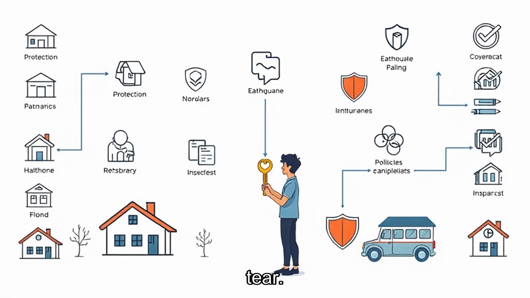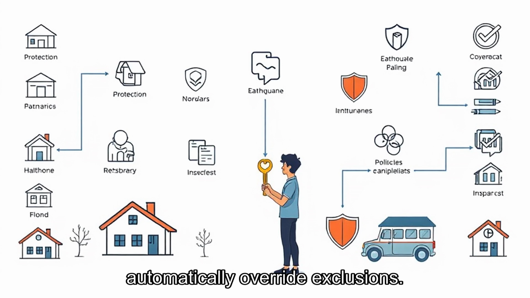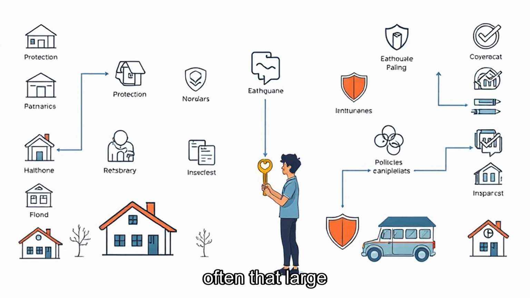Flood and earthquake are often special cases. Consider many standard property policies exclude them unless added separately. The hidden part is that open peril wording does not automatically override exclusions. The outcome is often that large exclusions must be checked directly.